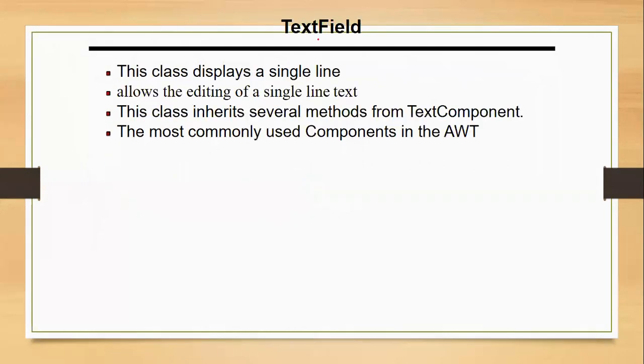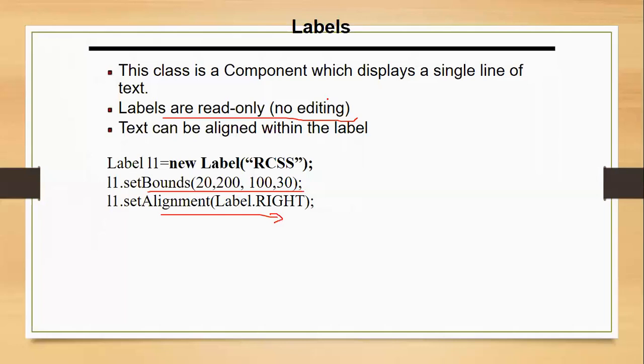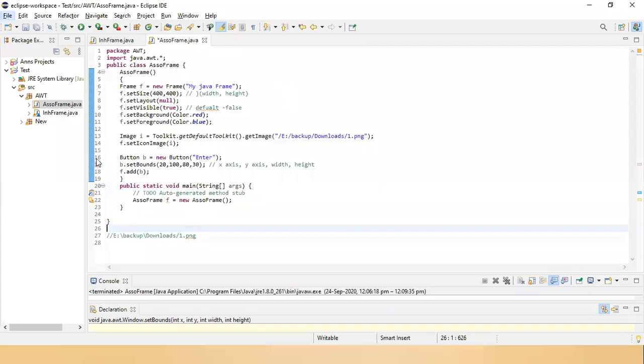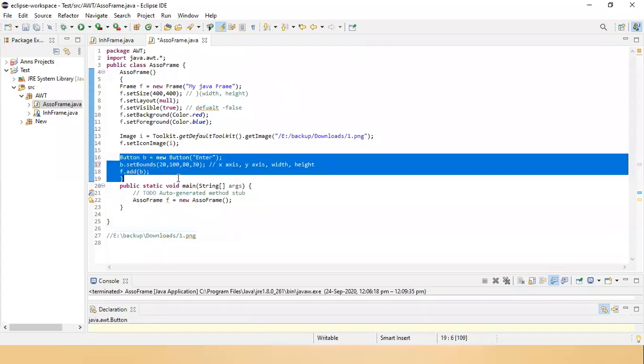You even have something called a text field. A text field you can edit. A label you cannot edit. A text field is only a single line of data. If you want to have more, you should have a text area. So we'll see both of that together. I'll just copy the same thing.